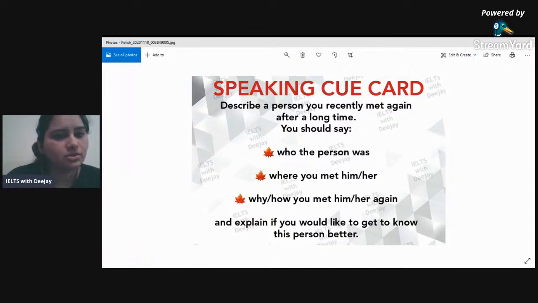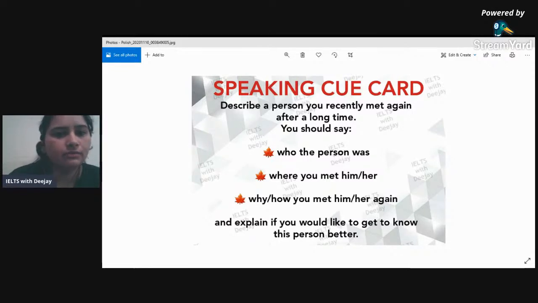So understand which tenses to use and write down the vocabulary that comes to your mind, like who the person was, write the name. Who was that, like a school friend or neighbor, whatever comes to mind. Write where you met, why you met, and how you met. The story would start with some general introduction. You can simply say that in day-to-day life we keep meeting a lot of people, and here I would like to describe a time when I met a friend after a very long time.